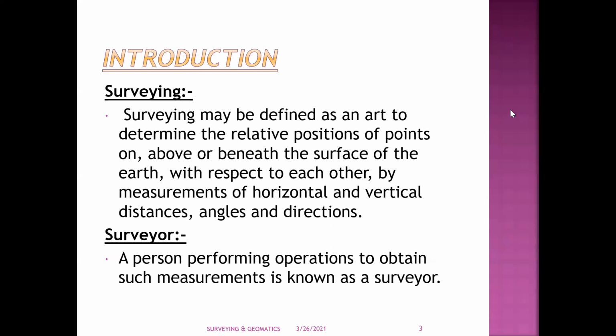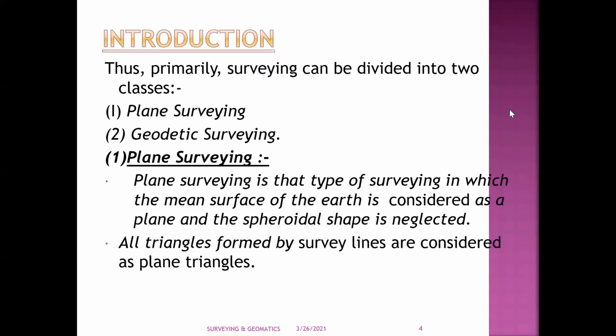Here, basically surveying, we have the two types. So first one is plane surveying and the second one is geodetic surveying. In plane surveying, the earth surface is considered as a plane and the spheroidal shape is neglected. So spheroidal shape అనేది ఇందులో we are neglecting and the earth surface we consider as a plane. That's why we call it plane surveying.